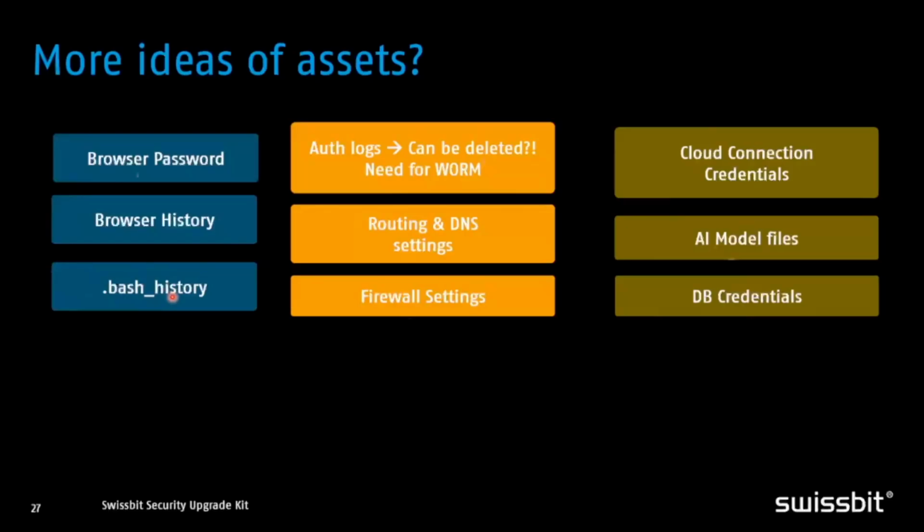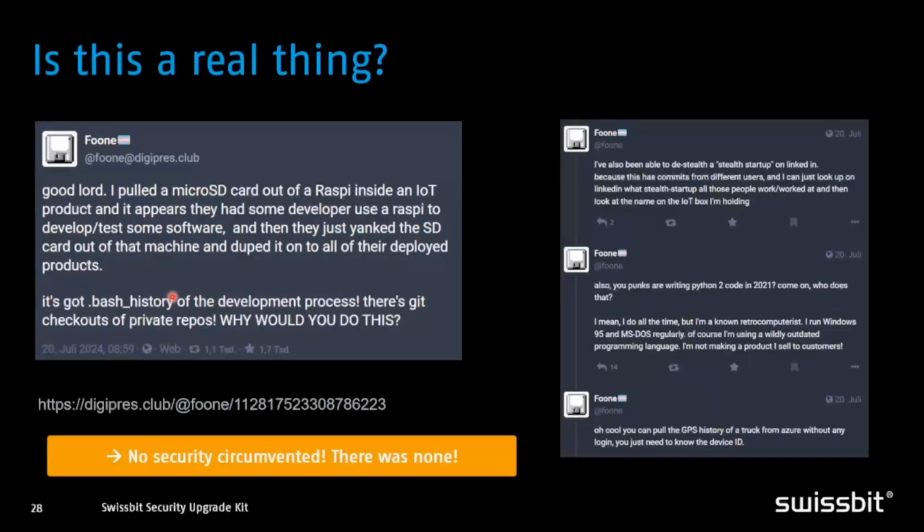And this bash history I found very interesting. A friend of mine gave me a hint. He found a post that said, "Good Lord, I pulled a micro SD card out of a Raspberry Pi inside an IoT product." It happens they had a developer use a Raspberry Pi to develop or test that code. Then they just yanked the SD card out of that machine, made a copy of it, and deployed it to their products. He found a bash history file where you could see many things that this user did, and also private repos and so on.